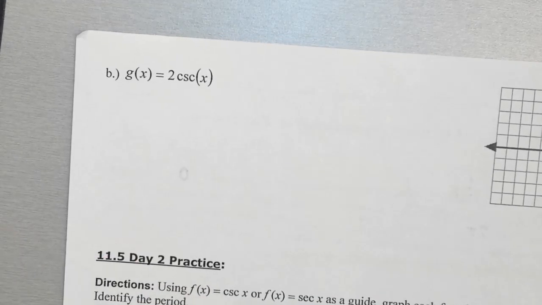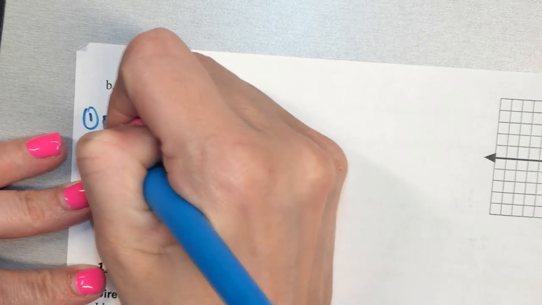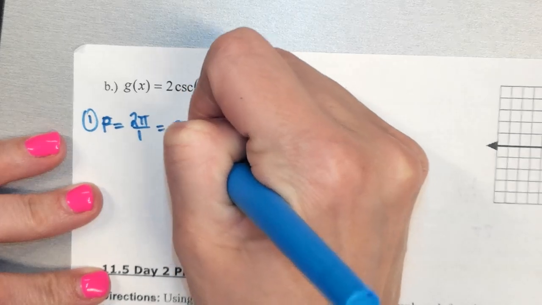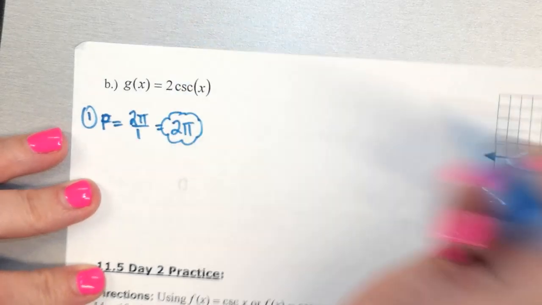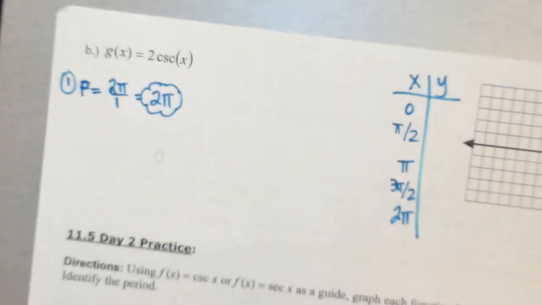Okay, so the b value is 1, right? So 2 pi divided by 1 is 2 pi. So now when you're making your table, you start at 0, you end at 2 pi, halfway is pi, half of that, 3 pi over 2 and pi over 2. So we'll check yours in a second.